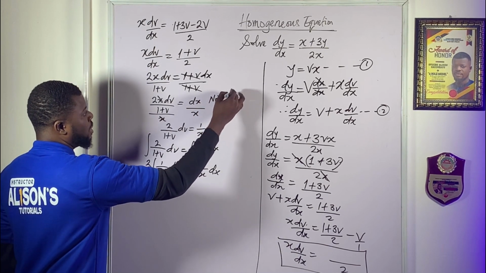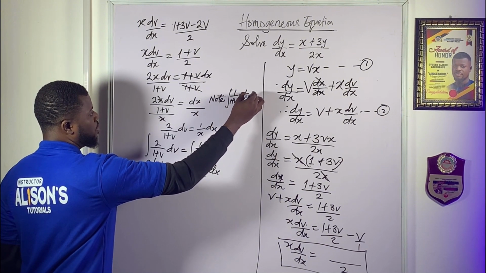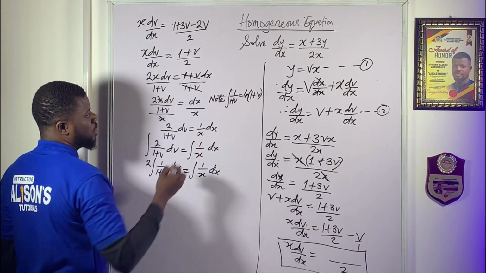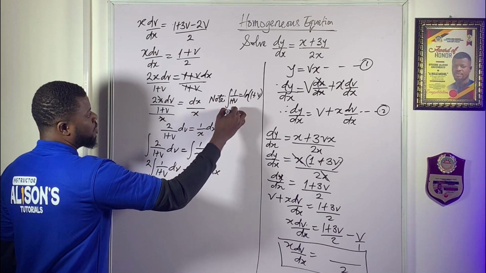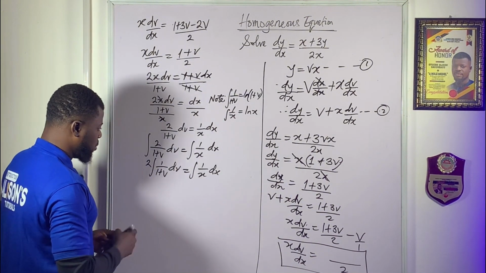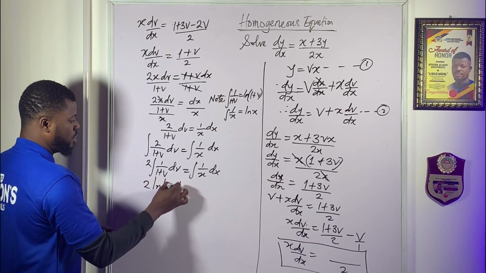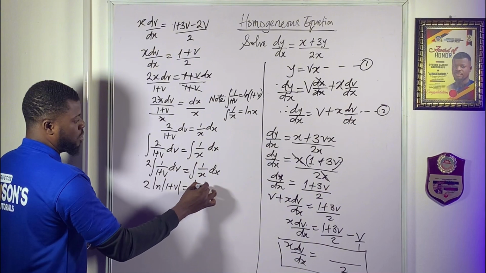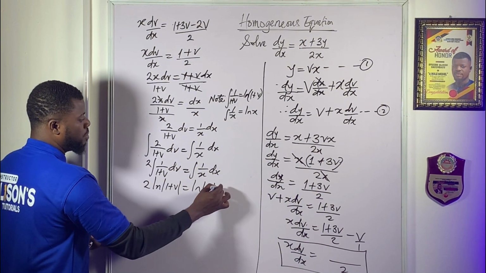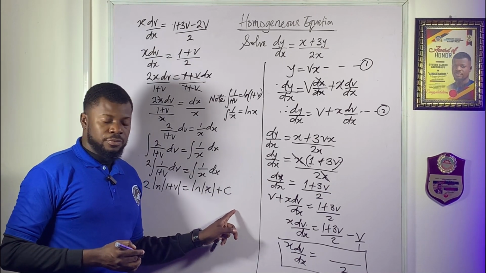But I need to note that the integral of 1 over 1 plus v is equal to ln of 1 plus v. Maybe we want to put it in brackets or modulus sign. Also know that the integral of 1 over x with respect to x is equal to ln x. Okay, so here we'll be having 2 ln of 1 plus v equal to ln x, because we have only x on the denominator, plus constant c, which is the constant of integration.